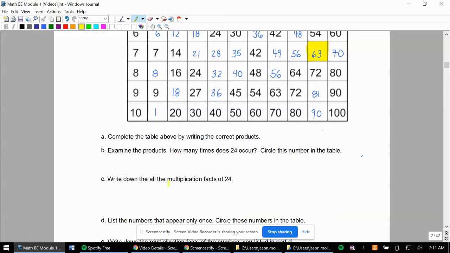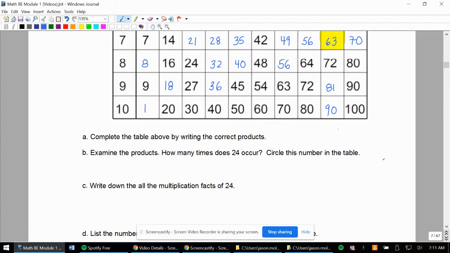Now we're going to answer some questions about the times table that we filled out. It says, complete the table above by writing the correct products. We already did that. A product is an answer to a multiplication problem. Product. Okay, we already did that.